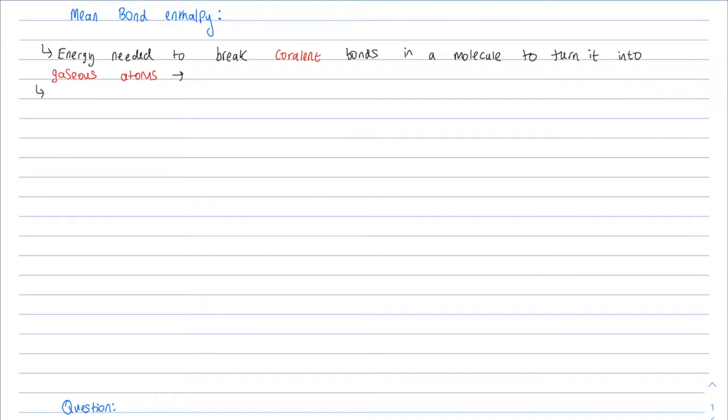In A-level chemistry, another way to calculate enthalpy change of a reaction is to use mean bond enthalpies. So, mean bond enthalpies basically refers to the energy needed to break covalent bonds in a molecule to turn it into gaseous atoms. One thing to remember is that for this definition to hold true, the substances must end and start in the gaseous state.